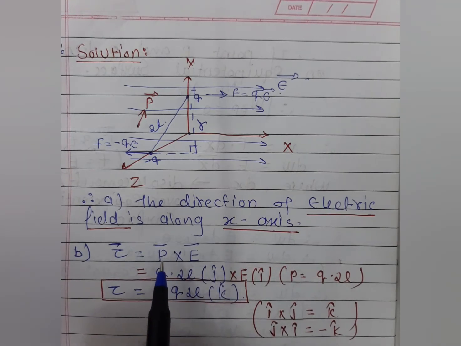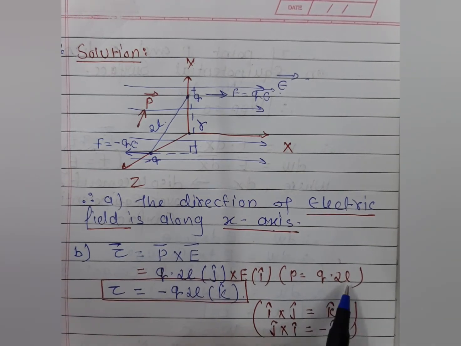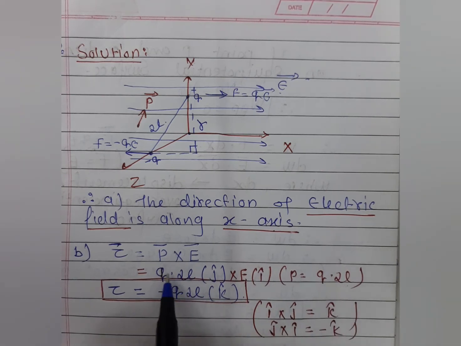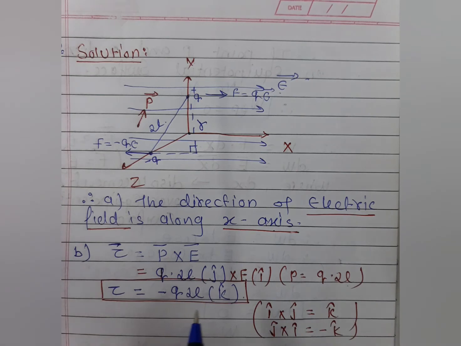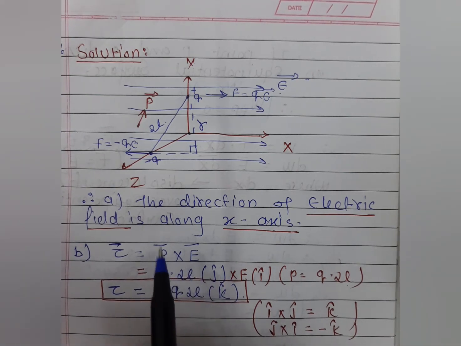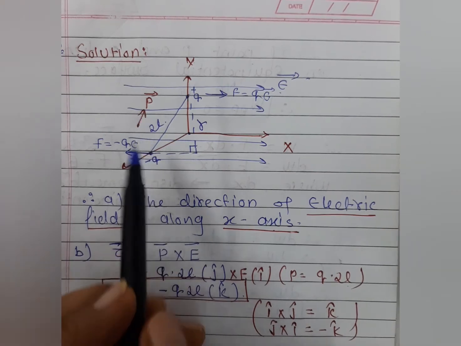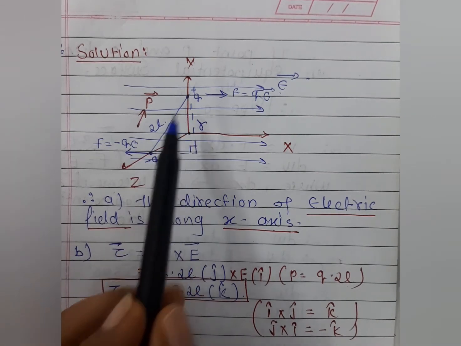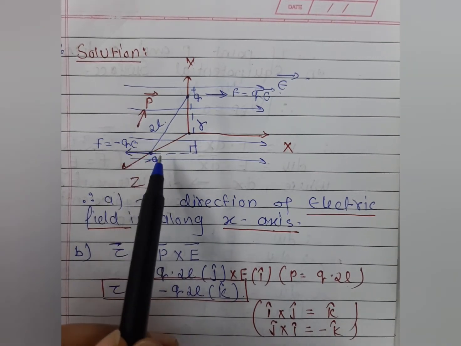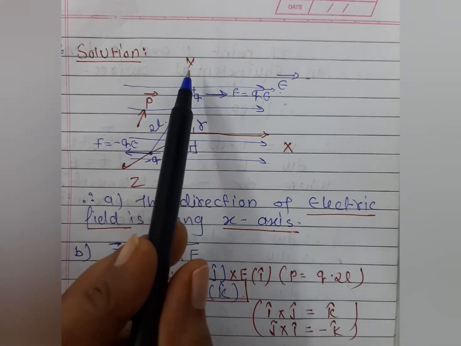The formula of P, you know it very well, is Q into 2L, the dipole formula. Students, you can see here that the dipole is 2L. In which direction is this dipole moving? From negative to positive we have the direction of the dipole, so the dipole is along the y-axis.